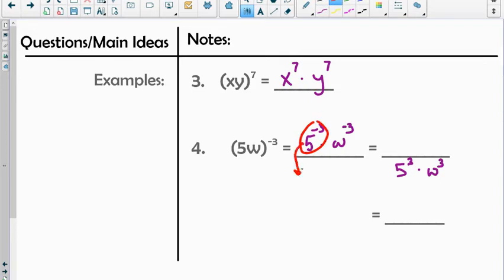If that's a negative exponent, we move it down to the denominator, and then what's left over up top is just that invisible 1. So 1 over 5 to the 3rd power times w to the 3rd power. Now the only other thing I would say is to go ahead and simplify 5 to the 3rd power. So 5 times 5 times 5, which is 125. So we're going to write this as 1 over 125 times w cubed.